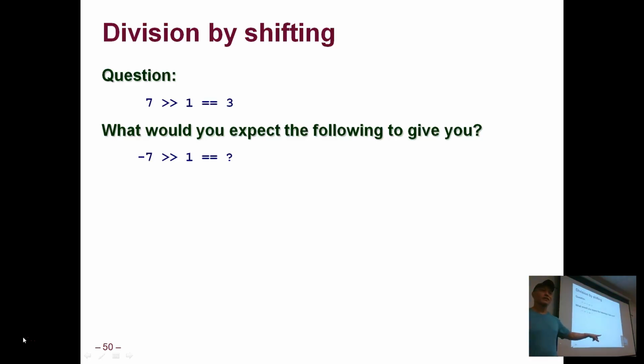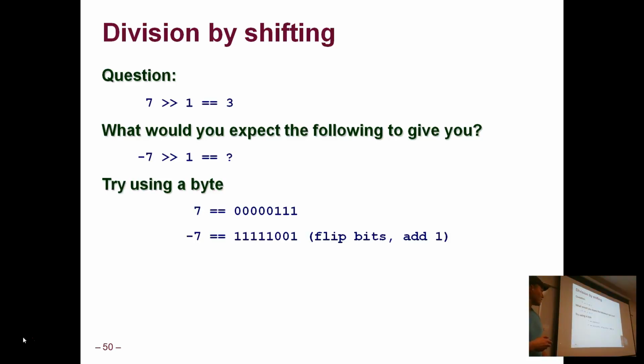Any other guesses? How many bits do we get? An arbitrary number of bits, but we're shifting it right by one position. Positive 7 gave you 3. Negative 7 gives you what? Okay, negative 3 and negative 4 are two guesses. I got negative 4. So this is how you calculate that.